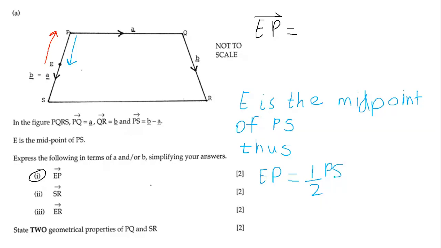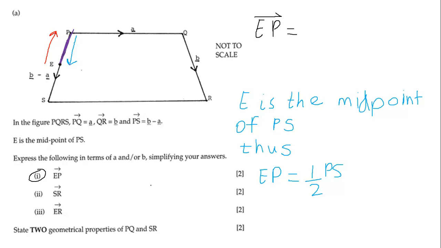The line segment EP right here, let me highlight it using purple, is going to be half of the line segment PS. But here we're considering the vector EP, and the vector EP is not heading downward, it's actually heading upward, going in the opposite direction of PE.